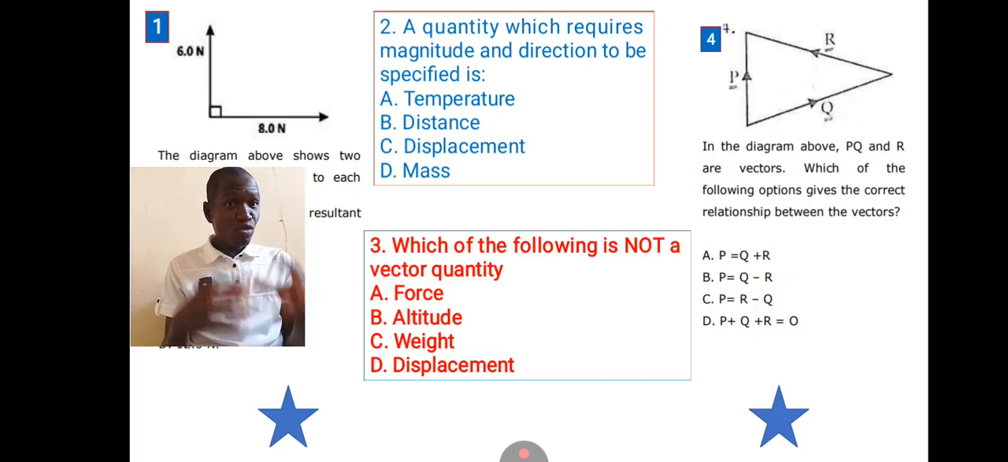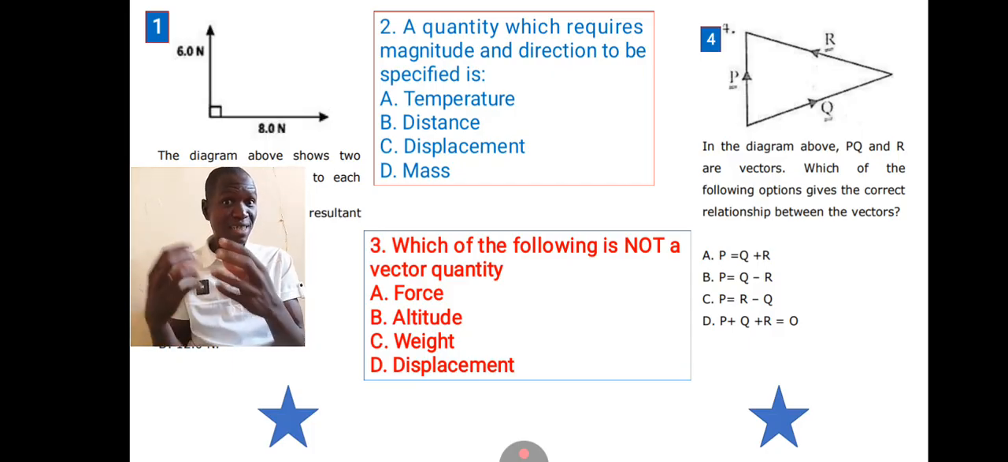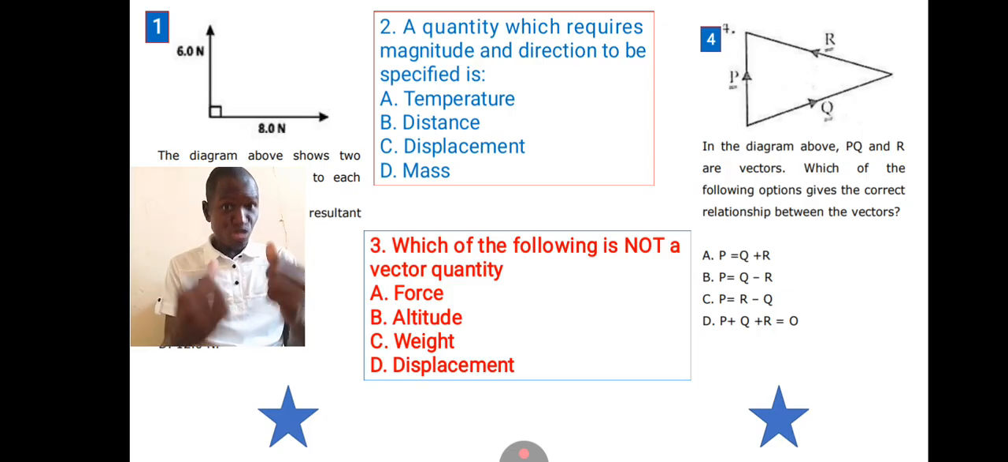Alright, question 2 and 3 are also from JAMB questions. I just went through JAMB past questions. In fact, I could just pick a few because I cannot pick all questions under scalar. I did this to show you something. Question 2 says, a quantity which requires magnitude and direction to be specified is... Do you see the options there? Do you know the answer? Okay, let's look at question 3. Question 3 says, which of the following is not a vector quantity? Force, altitude, weight, displacement. Do you know the correct answer?